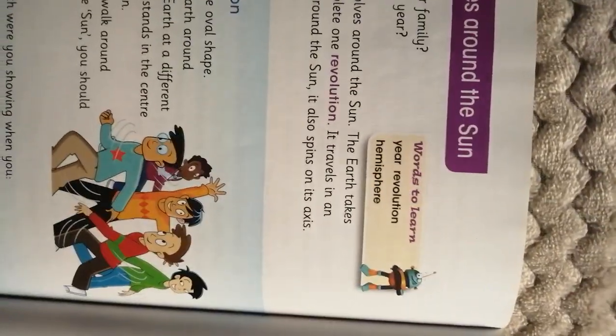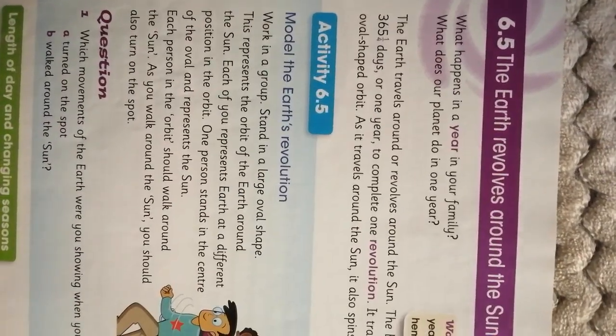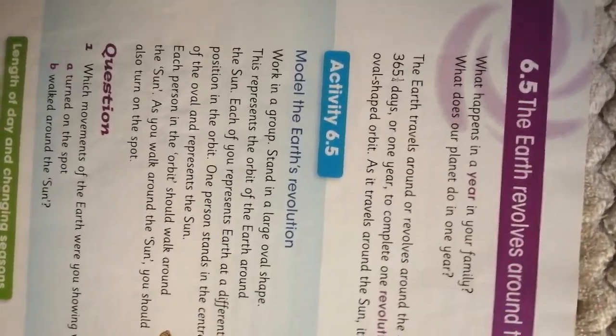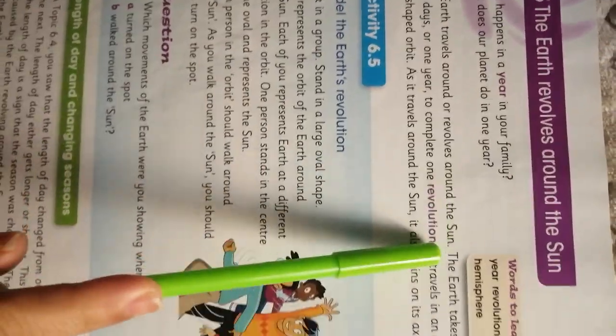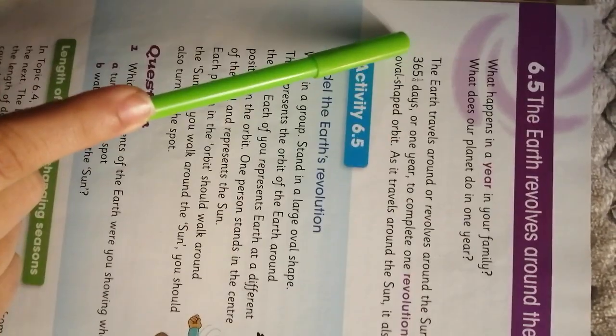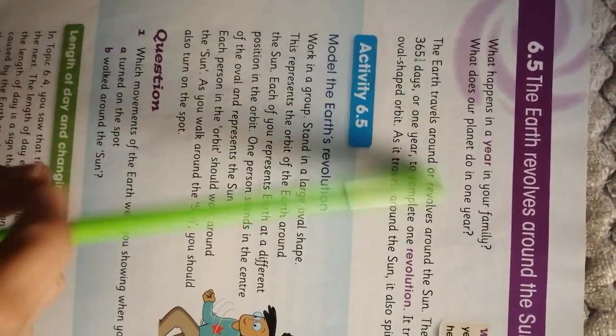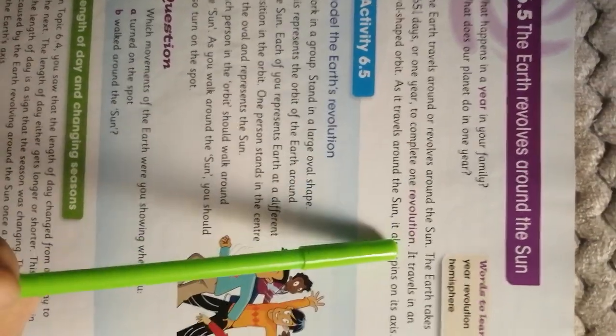So yesterday we learned the words year, revolution, and hemisphere. What happens in a year? A year is 365 days. The earth travels around, or revolves around, the sun. The earth takes 365 and a quarter days, or 1 year, to complete one revolution.